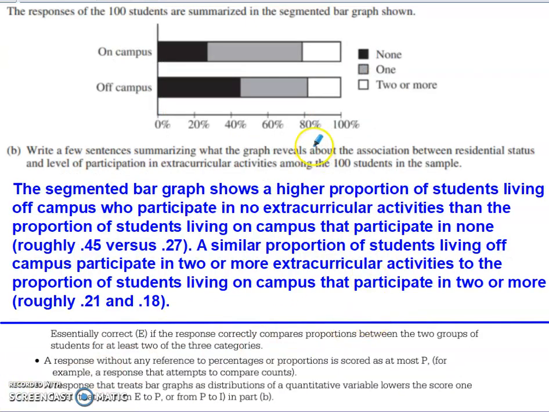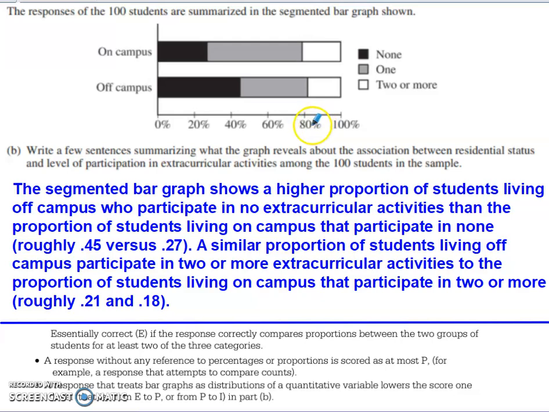In part B, it says that the responses are now summarized in the segmented bar graph that we see here. So based on the shading here, we see that the darkest shading represents no extracurricular activities. The gray color is 1, and then the blank is 2 or more. We've got it broken down by on-campus and off-campus. We want to write a few sentences summarizing what the graph reveals about the association between residential status and level of participation in extracurricular activities among the 100 students that were in this sample.